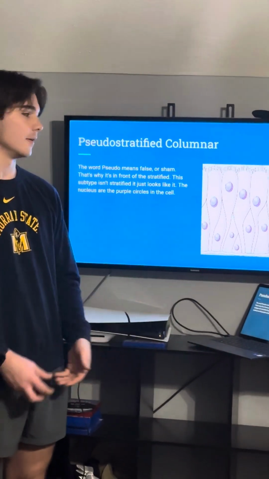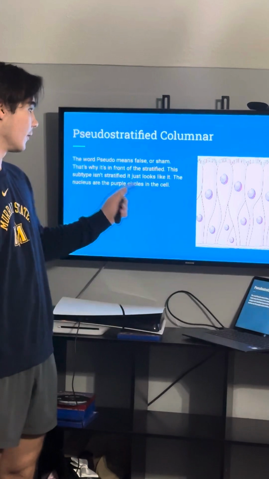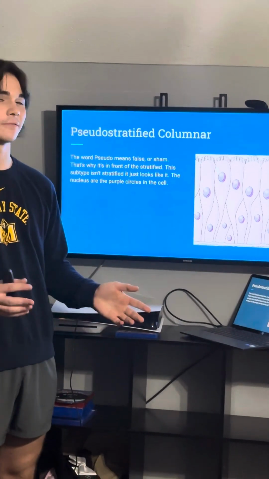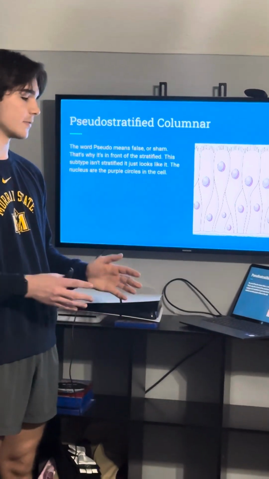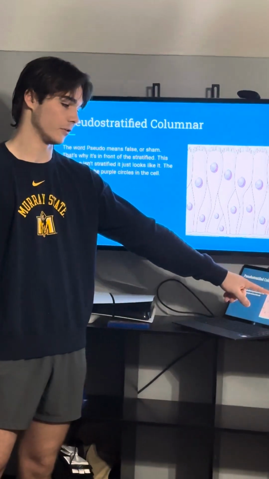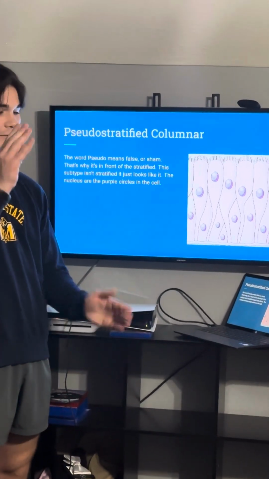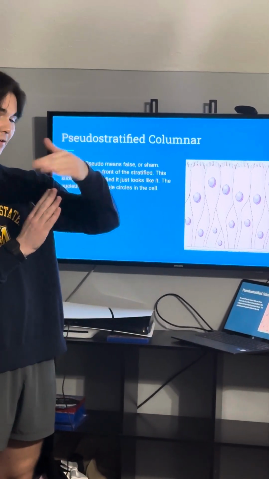Pseudo-stratified columnar. The word pseudo means false or sham. It's not actually stratified, that's why it's in front of stratified. It's just bunched up so tight together that the nuclei look like they're up top, so it looks layered. It's not. They're kind of just facing opposite, and they're intertangled like this.